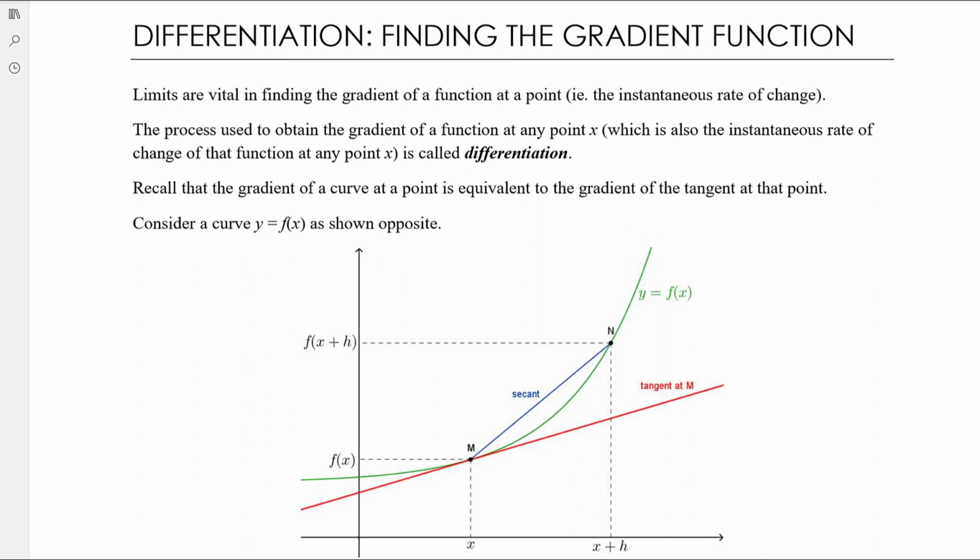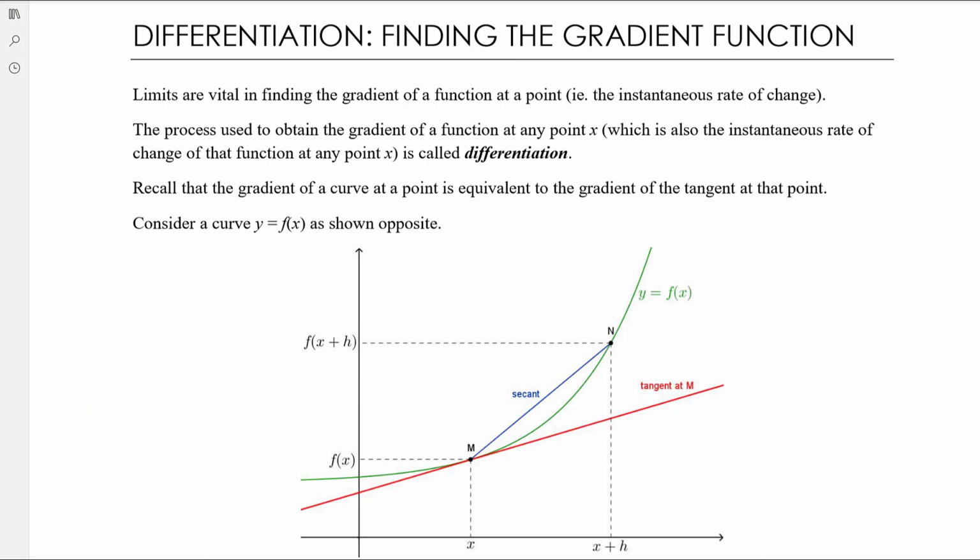Okay, so today we're going to begin to actually talk about this idea of differentiation. Differentiation is the name of the process that we use to find the gradient function of a curve. So we know that along a curve the gradient is different at every point. Well, not every point, but the gradient's changing. It goes from positive to negative, from steep to less steep, all sorts of things.